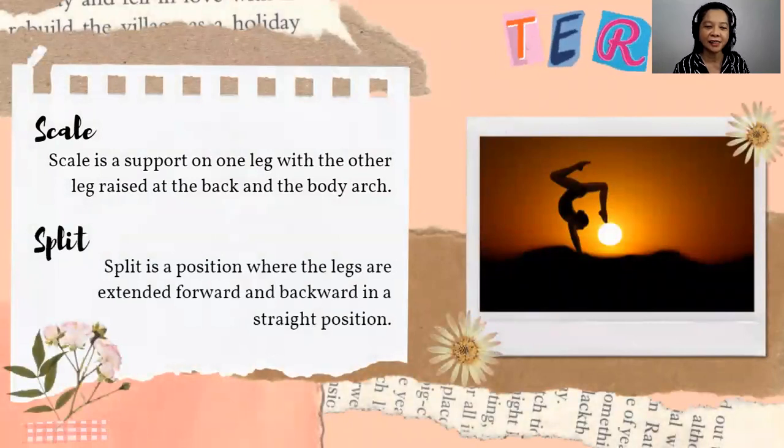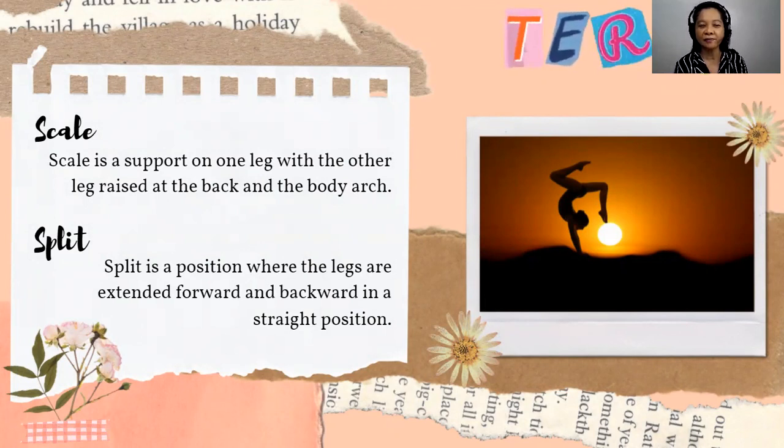Next is the scale. A scale is a support on one leg with the other leg raised at the back and the body is arched. So one leg is supporting and your other leg is raised at the back and the body is arched. The body is bent.